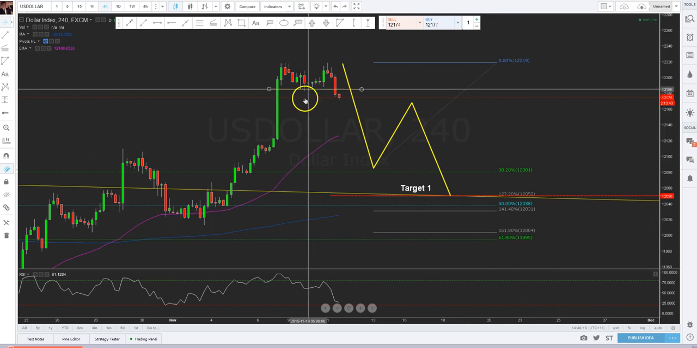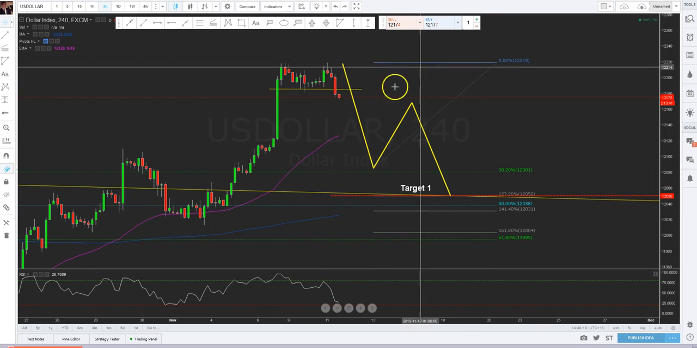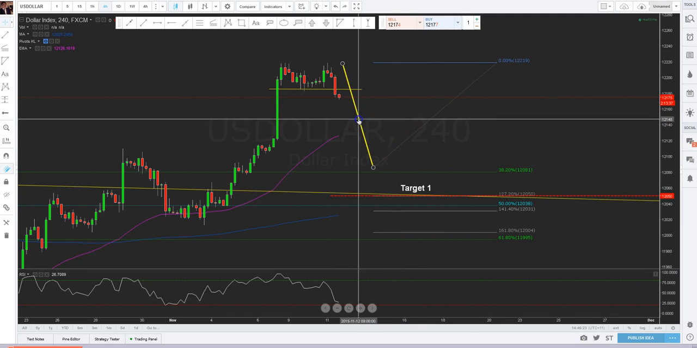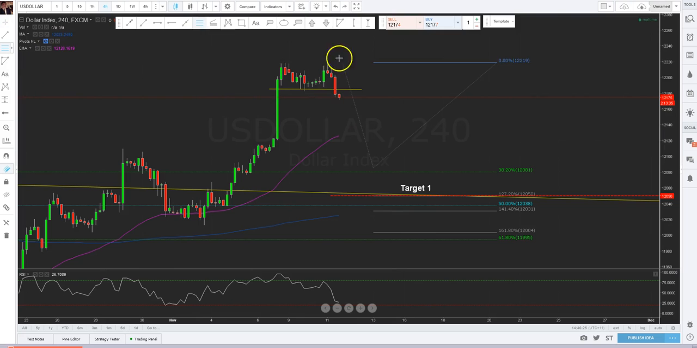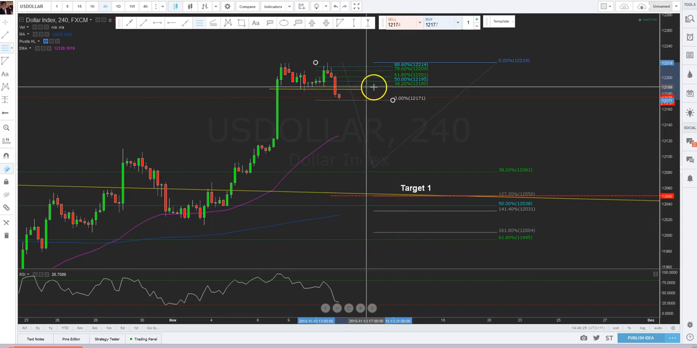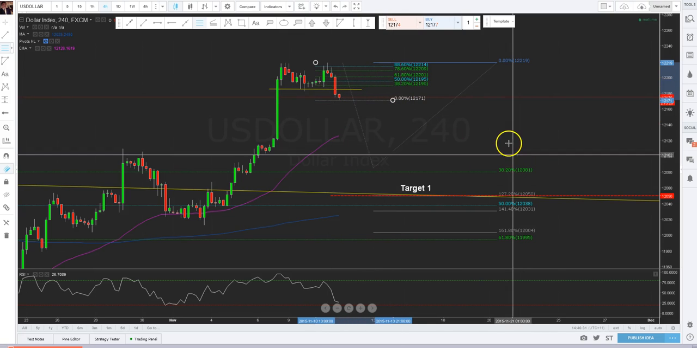Because it's already broken structure, now it's pretty much waiting for price to retrace back up and hopefully give you a 618 entry. So for now, we just wait for that. If it goes down, we'll just pull it back up.